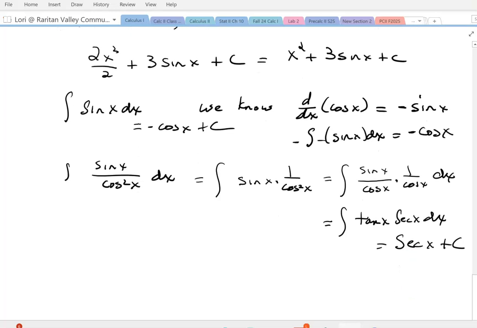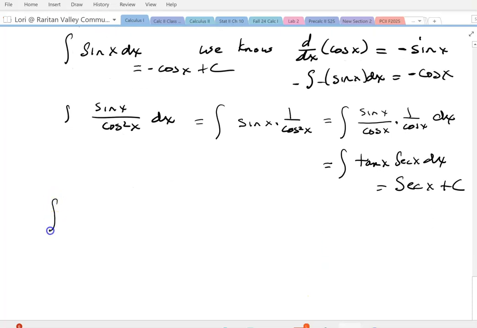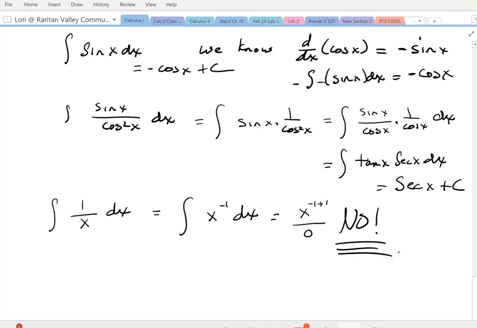So there's a lot of different ways. Do note this one. If you try to apply the power rule, let's look at what happens, because you're going to come across this and you're going to forget what this integral is, and you're going to try to apply that power rule, which says I simply do x to the negative 1 plus 1. Well, negative 1 plus 1 is 0. Ooh, yeah. Can't divide by 0.